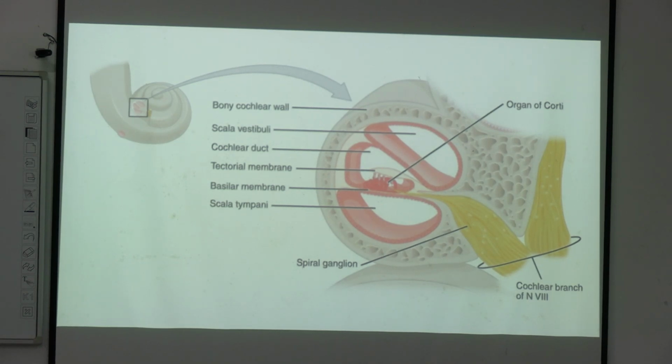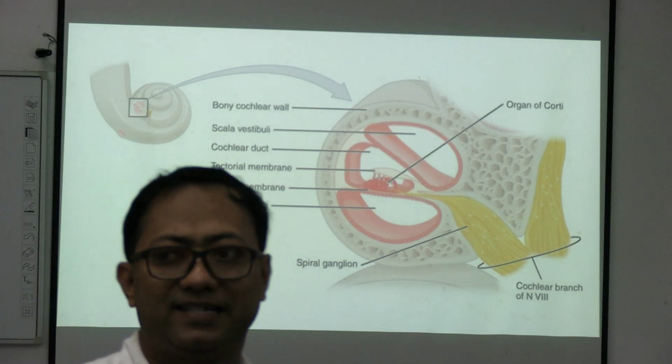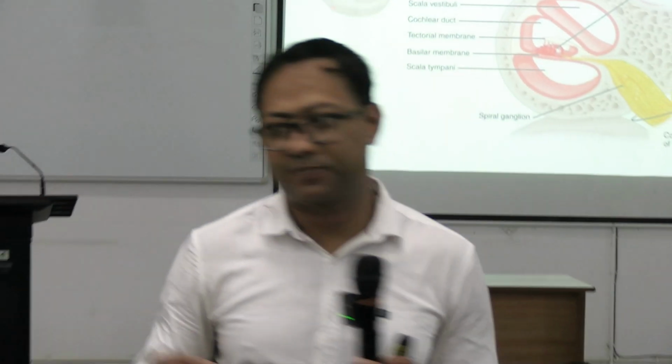Over the basilar membrane lie the hair cells. We have also talked about hair cells. We are born with a few million hair cells, and gradually with the aging process we lose hair cells. So there is some age-related degeneration of the hair cells. This is age-related hearing loss. You will see some old individuals having difficulty in hearing, so that is age-related hearing loss.